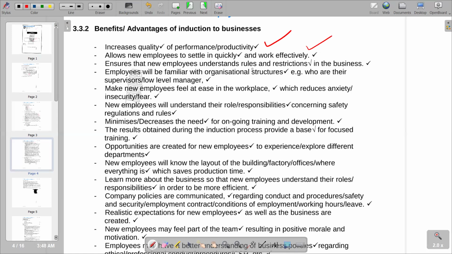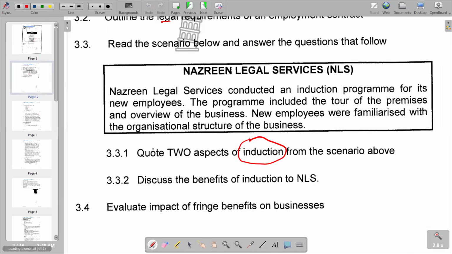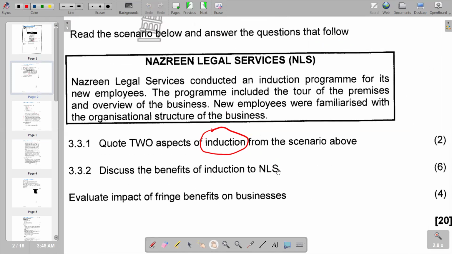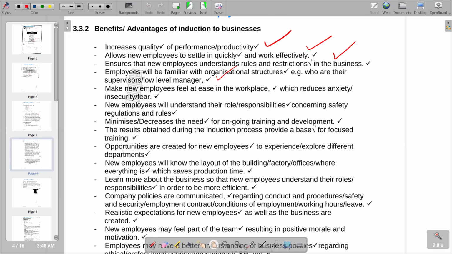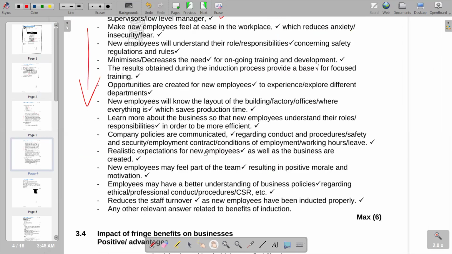It also ensures that new employees understand the rules and restrictions in the business. And we have another point which says employees will be familiar with organizational structures, for example, who their supervisor is, given the example of a low-level manager. So going back to our question, it has 6 marks, and obviously we are looking at at least 3 points. We have other points listed there that we can also include. So this is what we have.